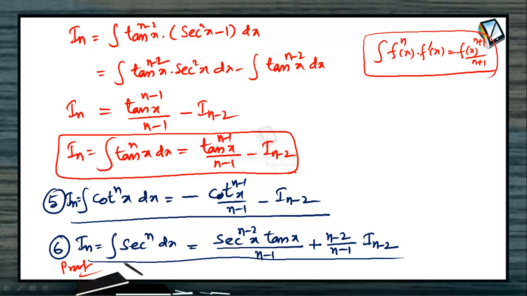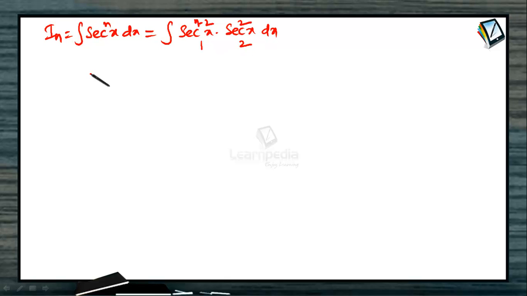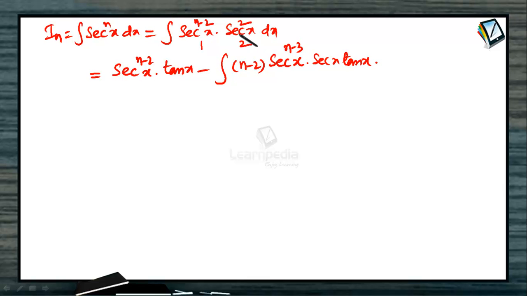The proof we carry out is this way. Let us consider I_n equals the integral of secant to the power of n x dx, which can be written as the integral of secant power n minus 2 and secant square x dx. Secant power n minus 2 is the first function and secant square is the second, as it's integrable. So we get secant to the power of n minus 2 x, the first function, into the integral of secant square, which is tan x, minus the integral of the derivative of the first one, n minus 2 times secant to the power of n minus 3 x into the derivative of secant x, which is secant x tan x, into the integral of secant square, which is tan x, whole dx.